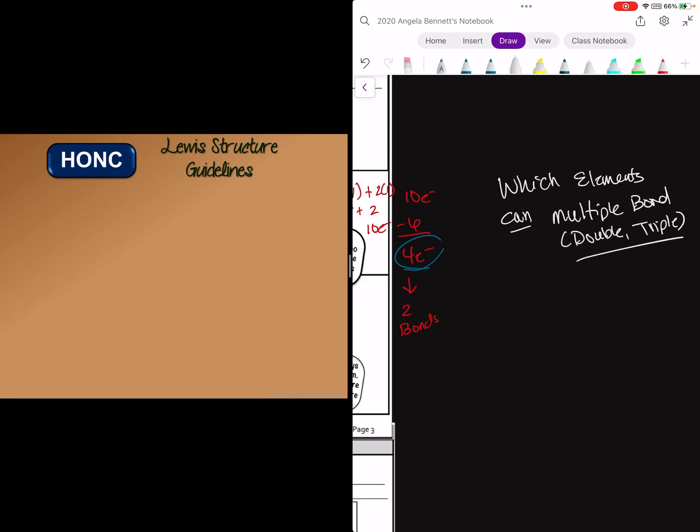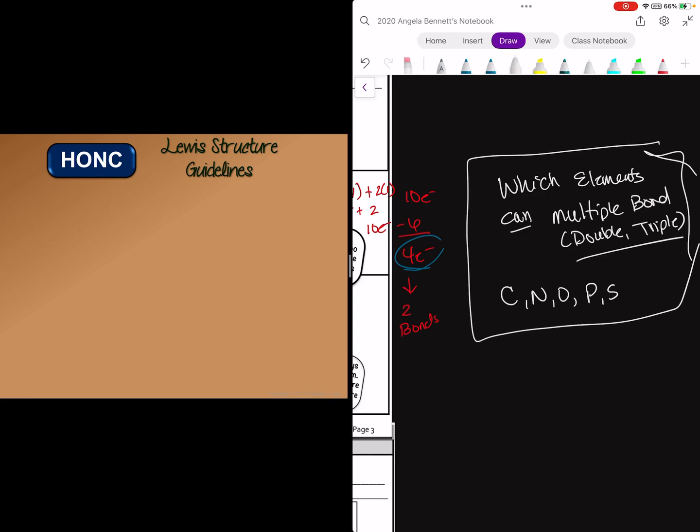All right, there's a list, and we say CNOPs: carbon, nitrogen, oxygen, phosphorus, and sulfur. These guys can multiple bond. Do not draw multiple bonds on anyone else. Just them. Only them. This is the list. So don't put multiple bonds on a bromine or a chlorine or anybody else. Just these: CNOPs, carbon, nitrogen, oxygen, phosphorus, and sulfur.